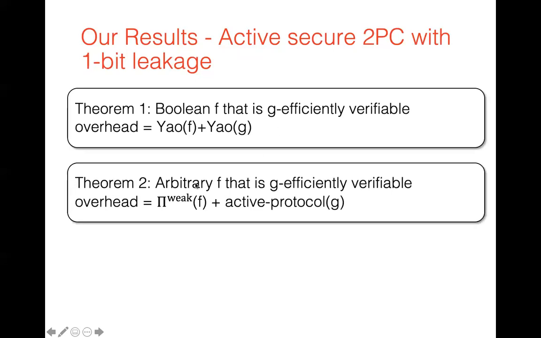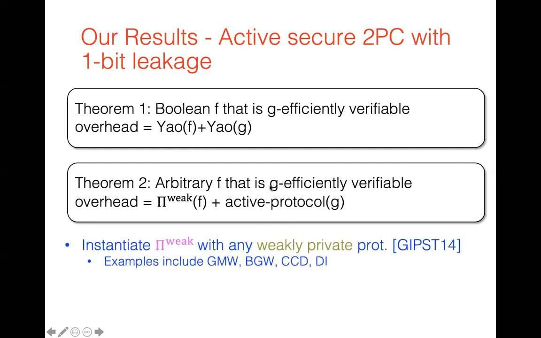A second theorem that we show is not just for Boolean functions f, but for arbitrary functions that have the same property, g-efficiently verifiable, which I'll explain in a minute. The overhead or complexity of our protocol is a weakly private execution of the function f plus an active protocol to securely compute g. In both cases, the protocol we consider for f is the passive protocol, and the protocol for g is the active protocol.